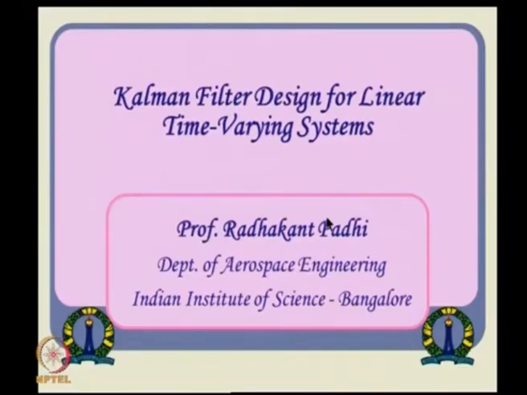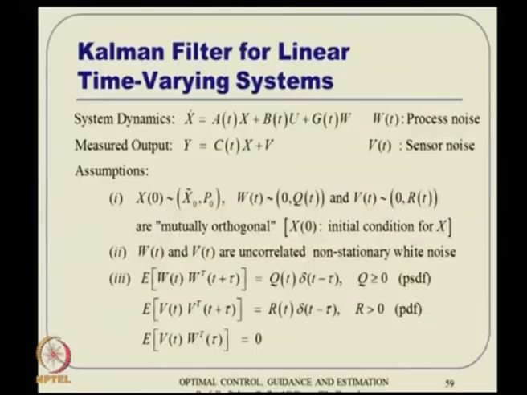Okay. Now, let's extend that to time varying systems. How do you do that? Instead of constant matrices, A, B, C are now all time varying matrices. The assumptions were fairly similar. We had this process noise and sensor noise, and both of them are assumed to be zero mean white noise all the time. Then the initial condition, process noise and sensor noise are all assumed to be mutually orthogonal. And then W(t) and V(t) are uncorrelated, non-stationary white noise, we assume that kind of a thing.